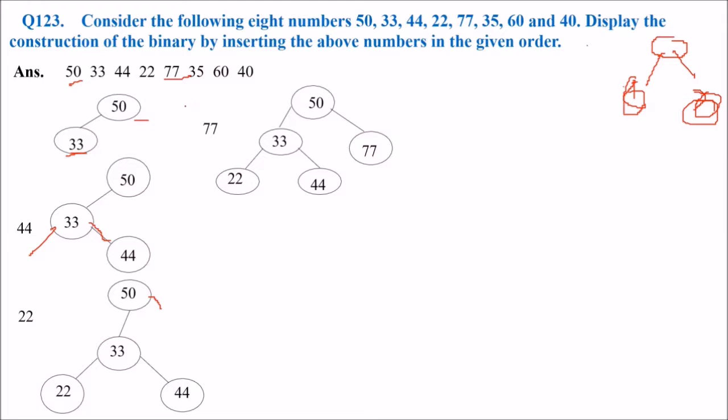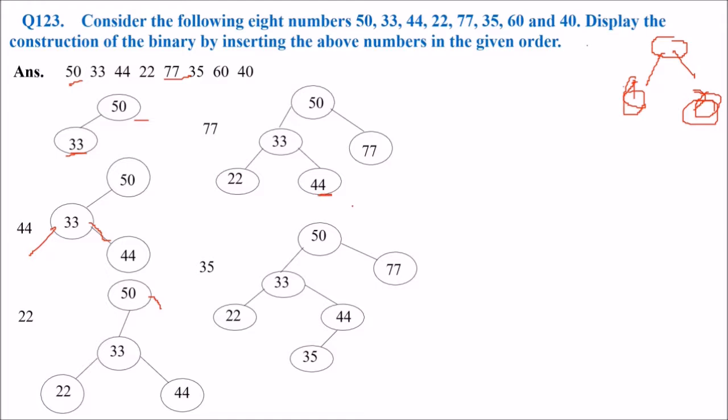Now 35 is there. Where are you going to place it, because all these are filled? So let us place 35. 35 will be placed because this 44 has no left and right. But 35 is of course less than 44, so you can place it here. 35.